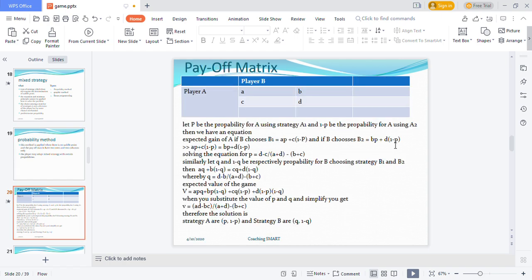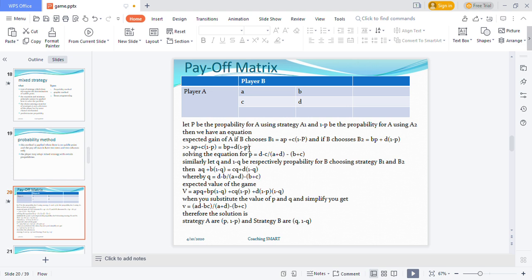Now, how does the payoff matrix look like? We have player A, who is the maximizing player, and player B, who is the minimizing player. Let P be the probability for A using strategy A1, and 1 minus P be the probability for A using A2. Then we have an equation.